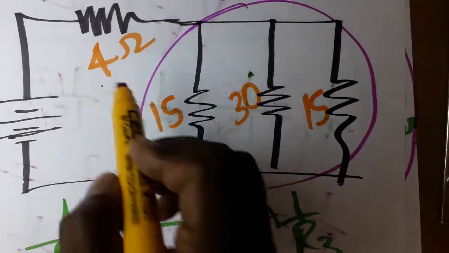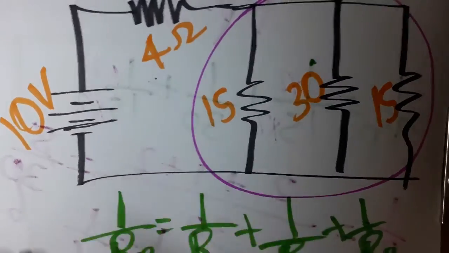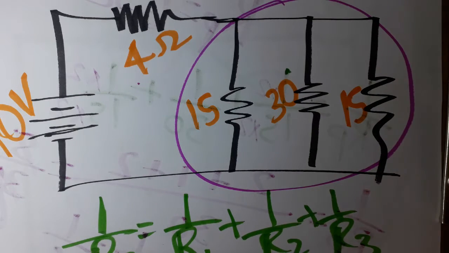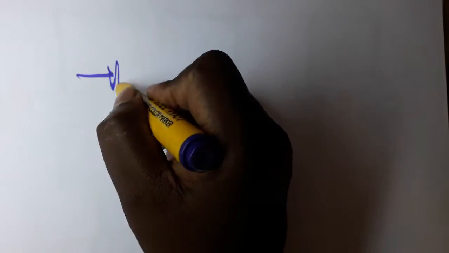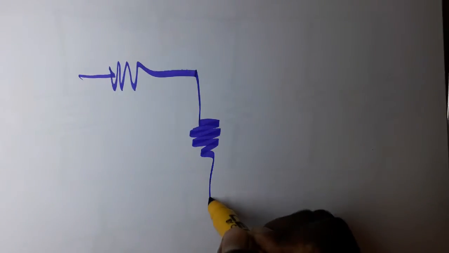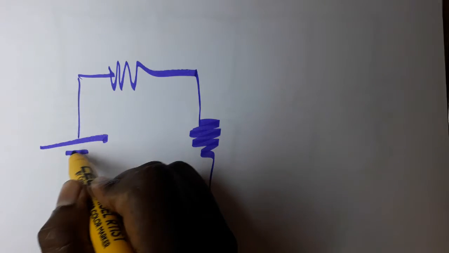Okay, and here it is 4 ohms, here it is 6 ohms. The total battery applied is 10 volt. So now our circuit is going to be modified again. We have here 4 ohms and here 6 ohms, and then I applied a 10 volt battery.